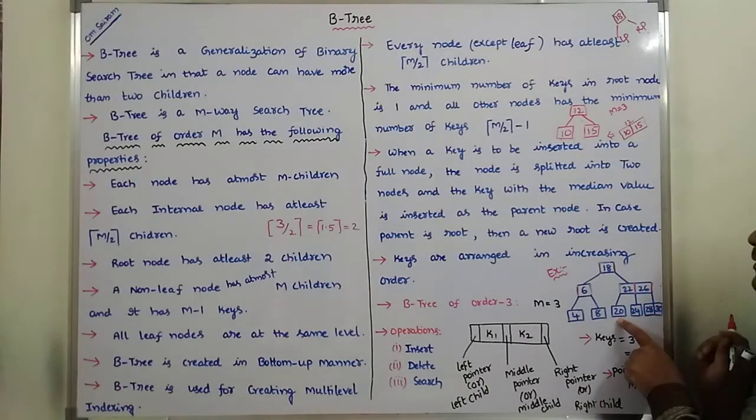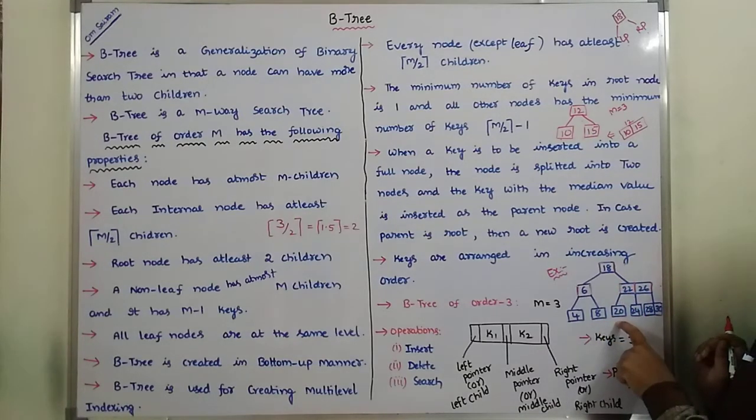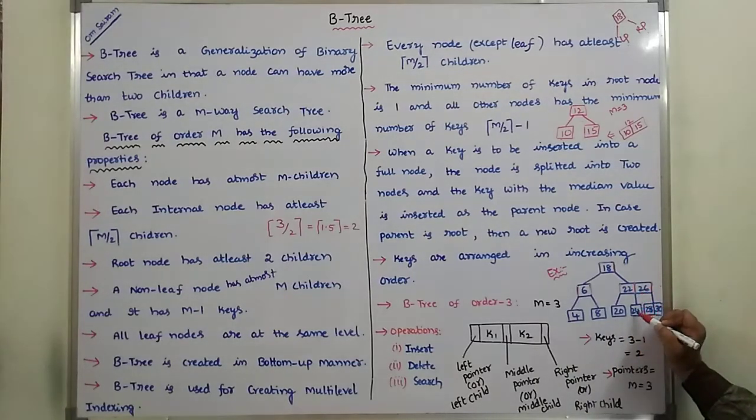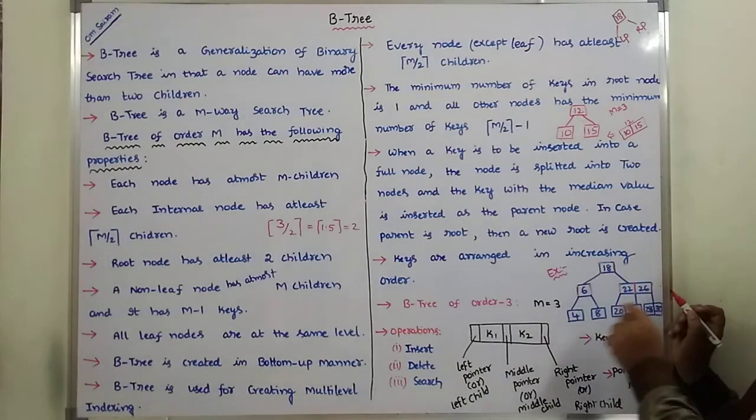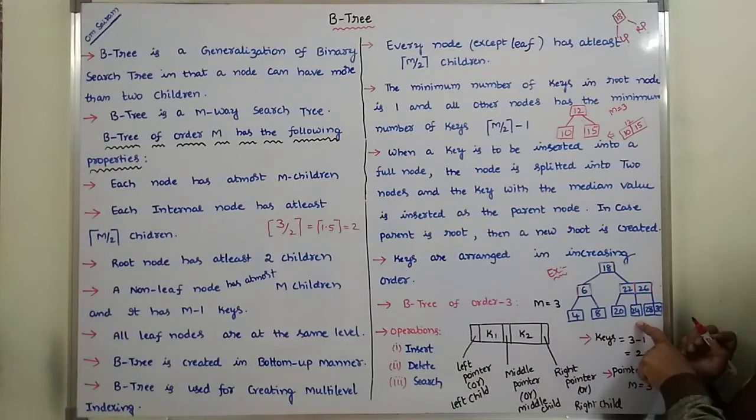Here 20 is there. First 20 is compared with 22. It is lesser. Go to the left pointer of 22. Here 20 is inserted. Next 24. 24 is compared with 22. It is greater. Next 24 is compared with 26. It is lesser. So 24 is in between 22 and 26, so the middle pointer is taken and 24 is inserted into that middle pointer, that is the middle child.